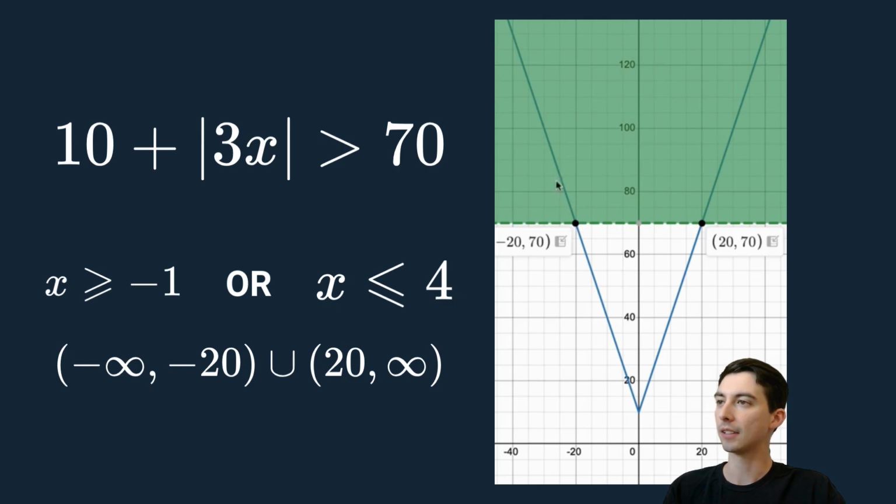And I see that everything is kind of the opposite of what we had last time. Last time we had kind of the inside piece of the V shaded, but this time it's everything going to the left of negative 20 and everything going to the right of positive 20. And so it's just the opposite of what we did.